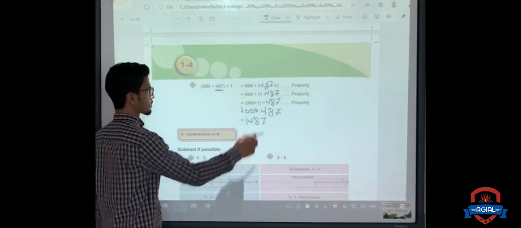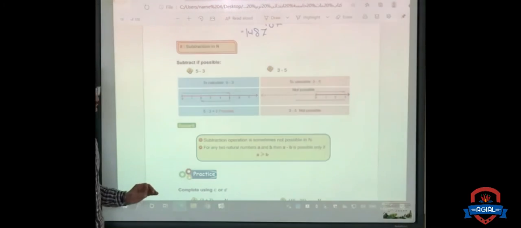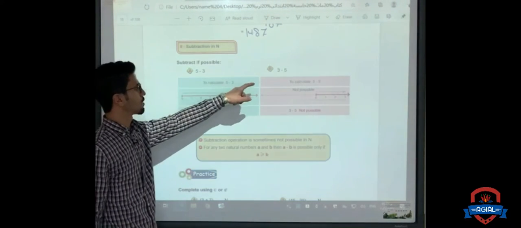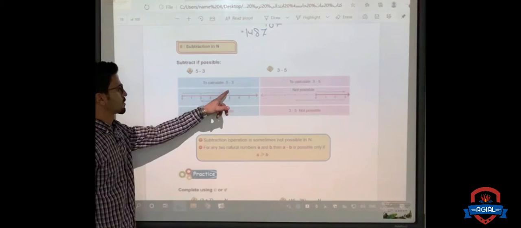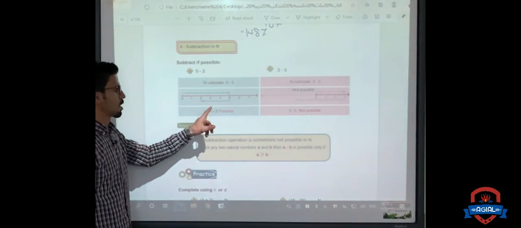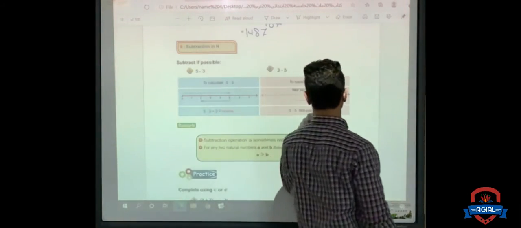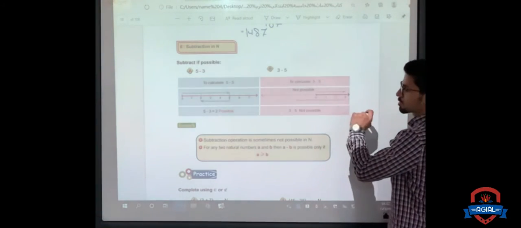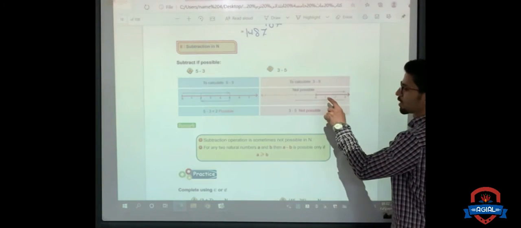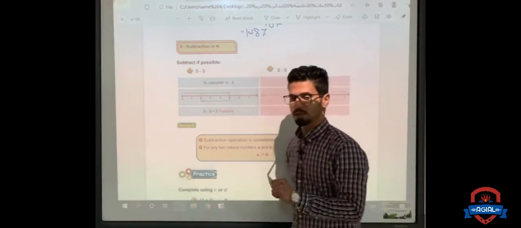So let's look at the practice on subtraction, where we have to subtract if possible. In letter A we have 5 minus 3, and in letter B, 3 minus 5. To calculate 5 minus 3, we go to 5, then we move back, to the left, 3 steps, so we have 2, and this is possible. And in this number line we have 3 minus 5, so we go to 3, then we have to move to the left 5 steps, and we have just 3 steps, so this is not possible.